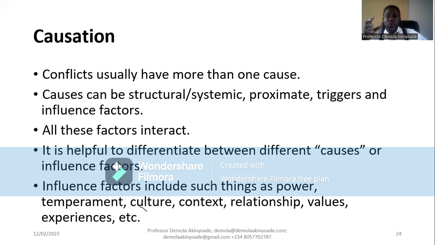Let's now suppose that while the two parties were moving on the streets, they came in contact with themselves, and some members of one party throw stones at or beat members of the other party. Definitely there will be a fracas. That singular event of beating, of throwing something, that is what we call the trigger.